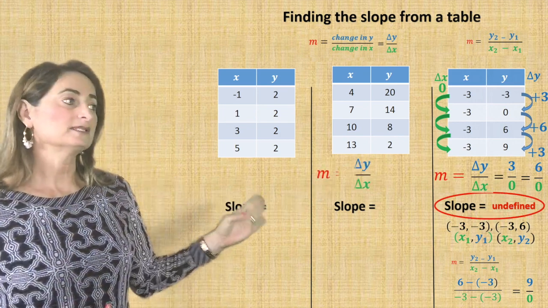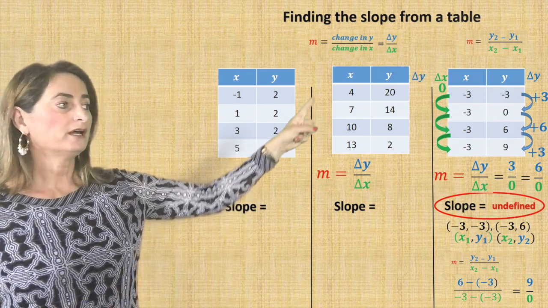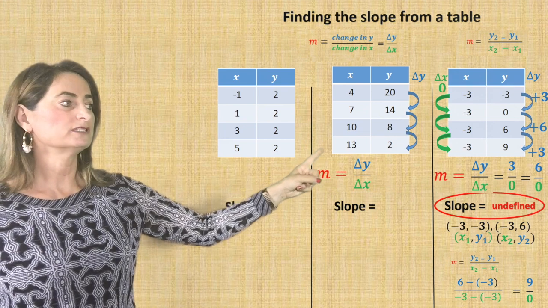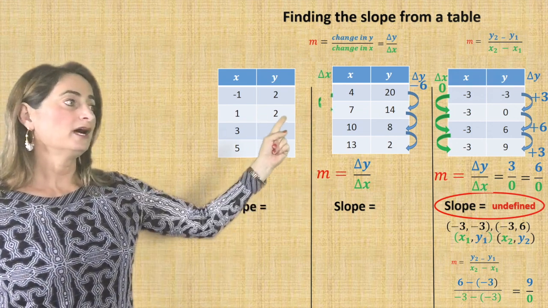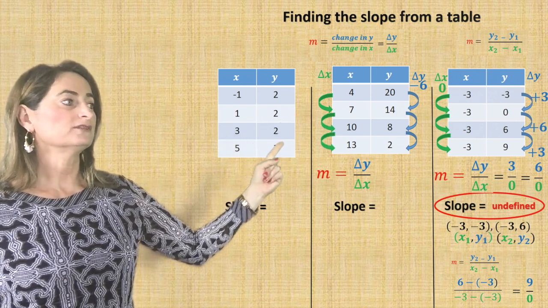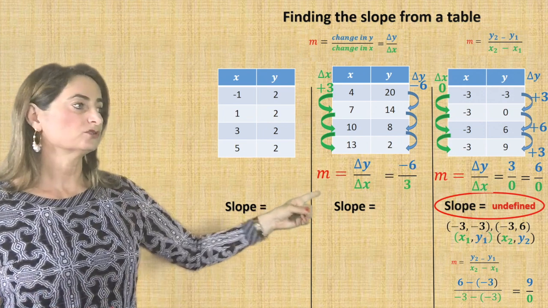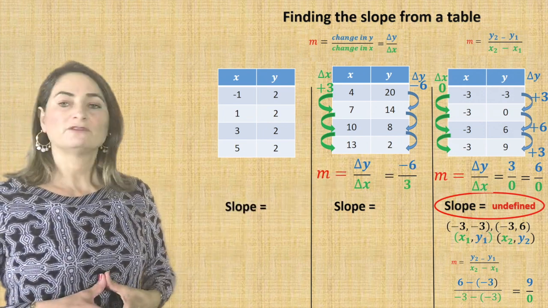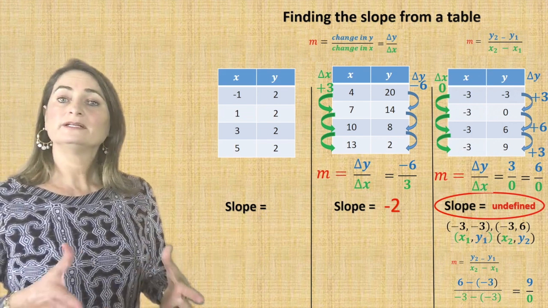Now the second one, same thing. The slope is the change in y divided by the change in x. Find out how y changed from 20, 14, 8 to 2. It went down by 6. And how did x change, which is delta x, from 4 to 7 to 10 to 13? That is adding 3. Now divide those two numbers, -6 divided by +3. That gives you a slope of -2.